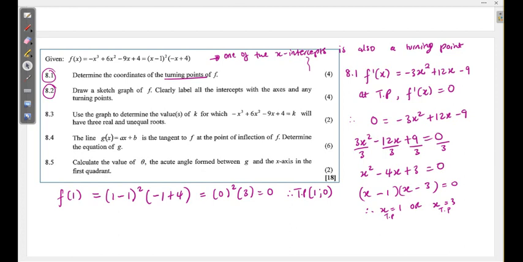Do you still remember the statement I said? I said one of the x-intercepts is a turning point. And you can see this point is an x-intercept because y is 0 on the x-intercept. Okay, so that's what you must look out for. It's also a turning point.